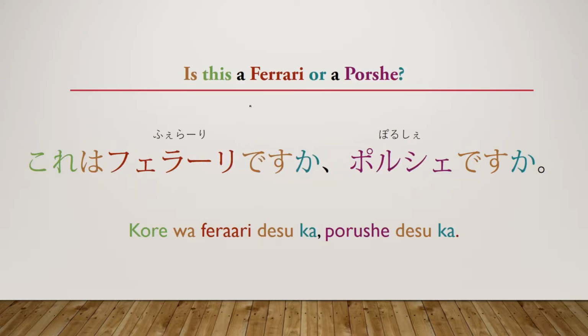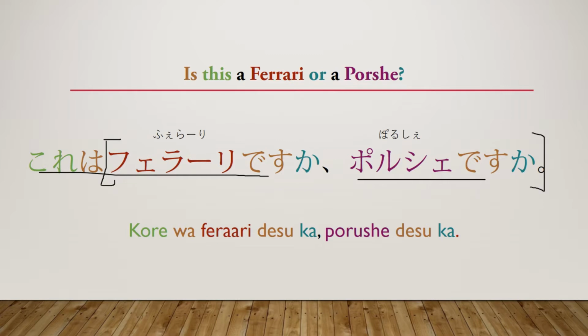Okay, the second sentence is, is this a Ferrari or a Porsche? Kore wa Ferrari desu ka? Porsche desu ka? Okay, as you can see before, we have two complete phrases. We have Porsche desu and Ferrari desu. The kore wa, however, is kind of separated from this sentence part right here. This part and this part are two complete phrases. However, the kore wa kind of overlaps everything. It's saying, is this or is this? Yet again, like I said before, we have two binary options. We have Ferrari or Porsche.